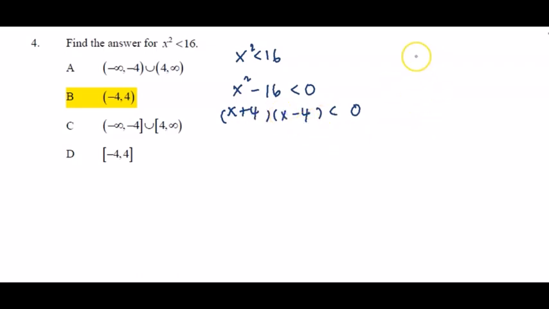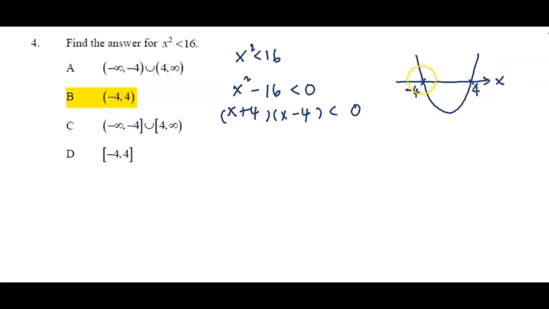After that, draw your graph. You get x squared minus 16 as a minimum graph. And the roots are negative 4 and 4. So now you're going to get the part of the graph which is less than 0.